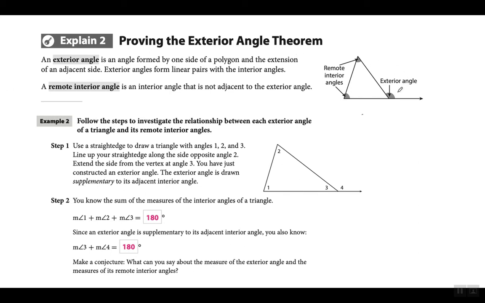Look at what an exterior angle is. It's on the outside of the triangle. And I'll talk about these two in a second.